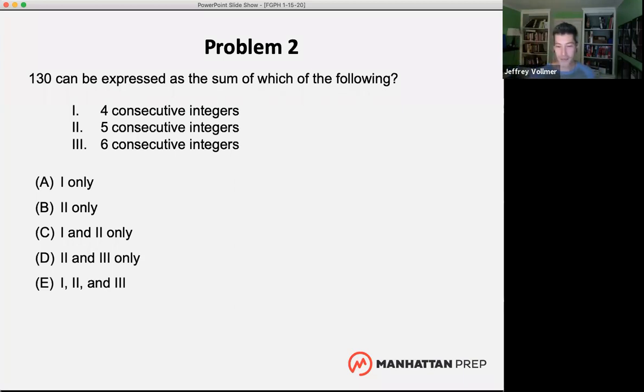Yeah, let's just go ahead and try this. I've got some suggestions. One thing you could do is be like, well, I know four consecutive integers are awfully close to one another. So if four of the same number add up to 130, four times what's 130? Well, four times 30 is 120. So what if I added up these four numbers? We can kind of trial and error this thing.